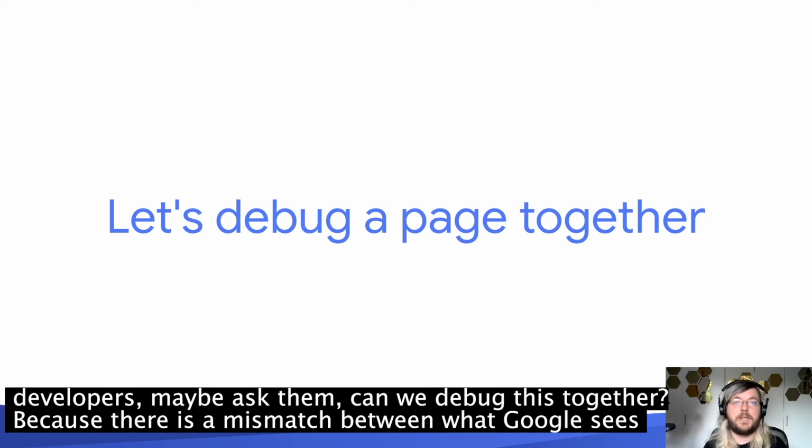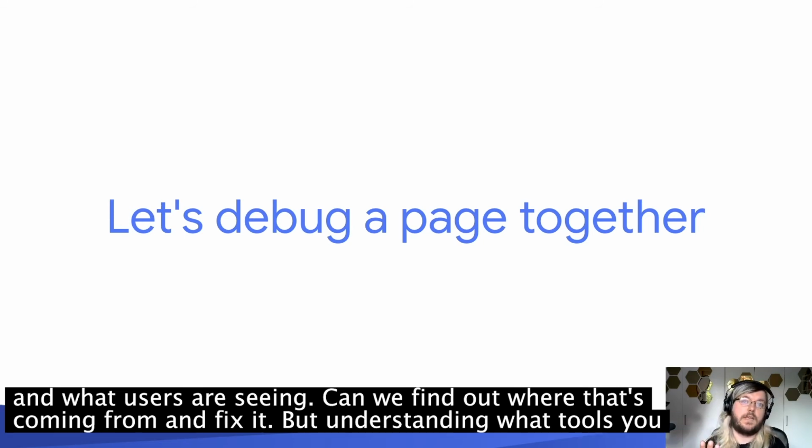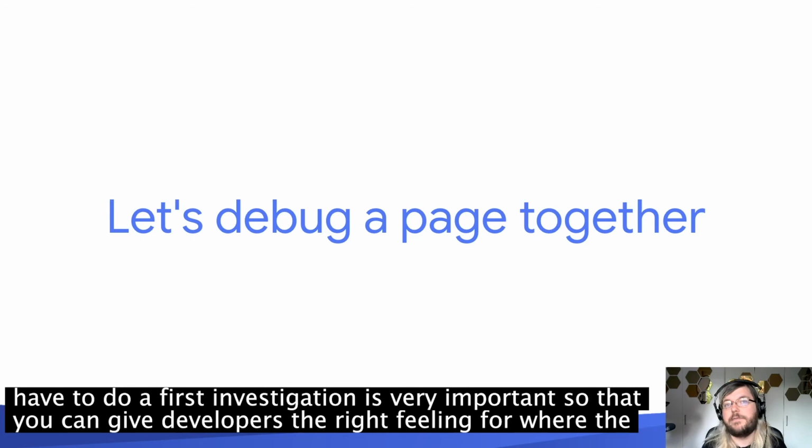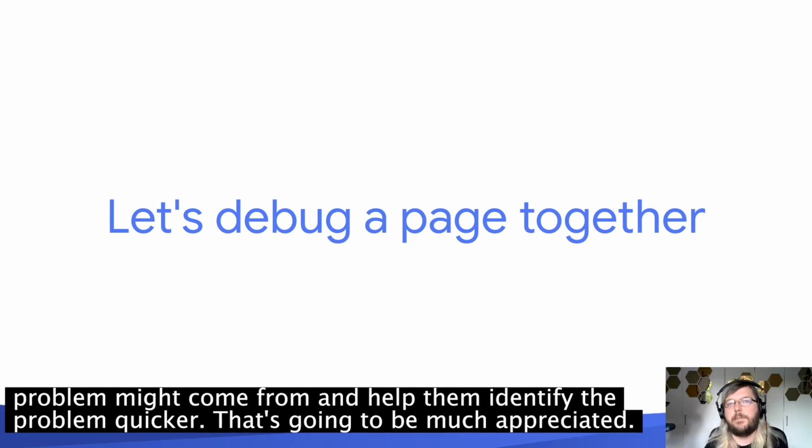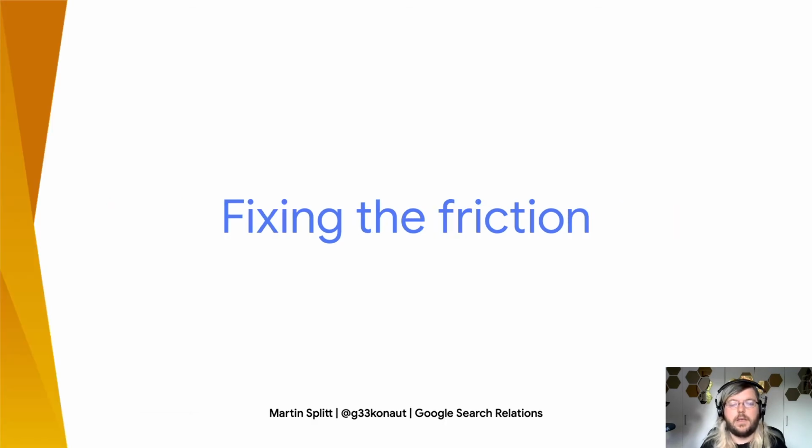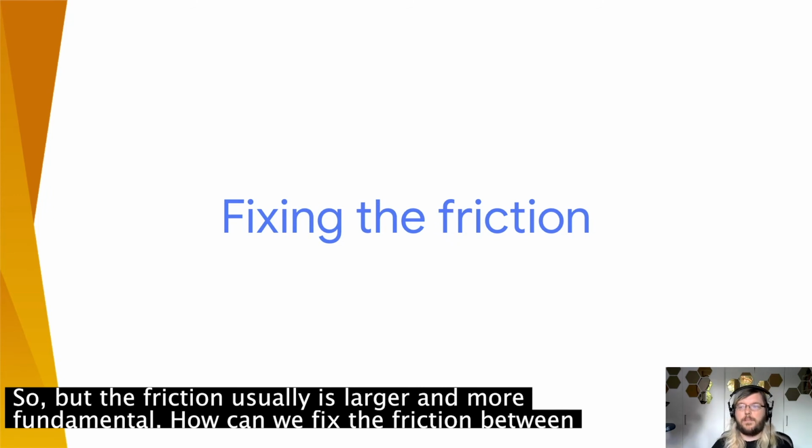Because there is a mismatch between what Google sees and what users are seeing. Can we find out where that's coming from and fix it? But understanding what tools you have to do a first investigation is very important so that you can give developers the right feeling for where the problem might come from and help them identify the problem quicker. That's going to be much appreciated. But the friction usually is larger and more fundamental.